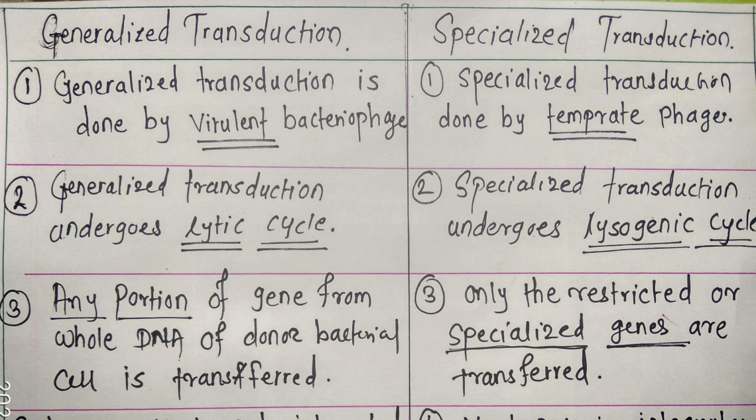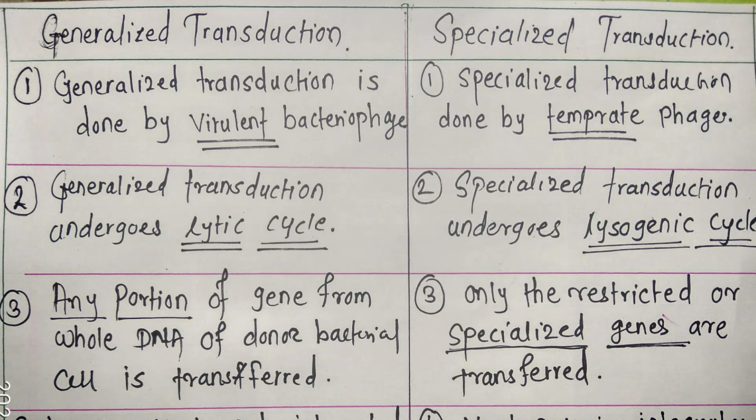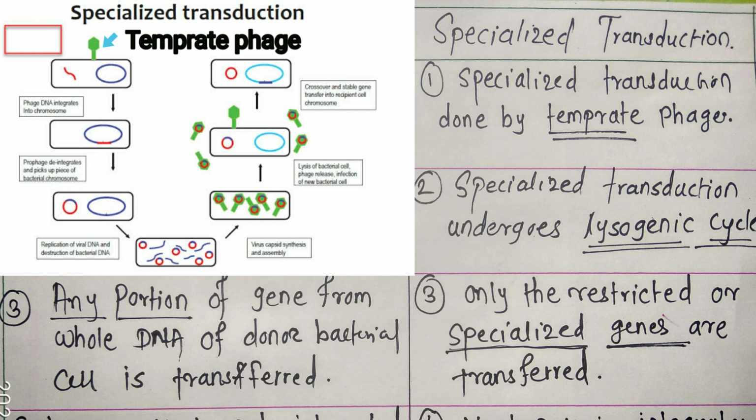The first difference is that in generalized transduction, the process takes place by virulent bacteriophages. As you know, in generalized transduction the process takes place with the help of bacteriophage, and the type of bacteriophage in generalized transduction is virulent bacteriophage. While in specialized transduction, the process is carried out by temperate bacteriophage. In generalized transduction, the virulent bacteriophage plays an important role, while in specialized transduction, the transduction takes place with the help of temperate phages.